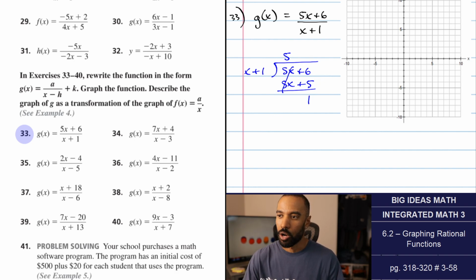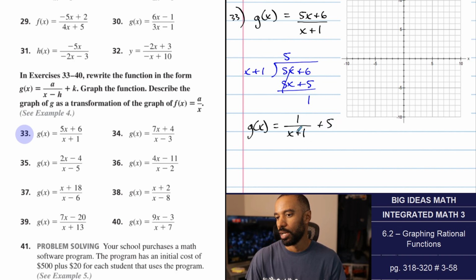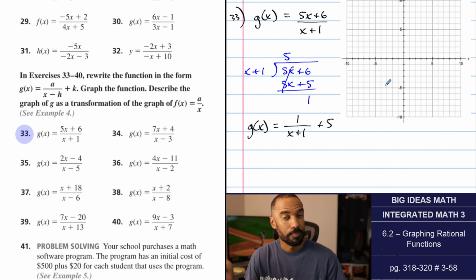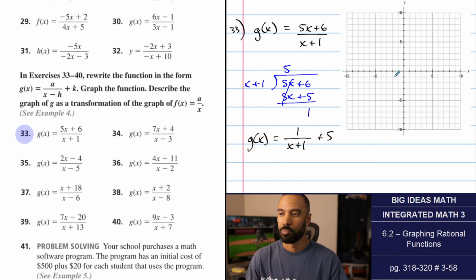So your g of x can be a rewrite of, remember, we kind of write the remainder first because that's the a over, and it's still x plus 1, and then plus 5 is your quotient. And this gets us in that form. Now we can graph out of this. So quotient, boom, remainder, boom. Now we can graph as we did before.